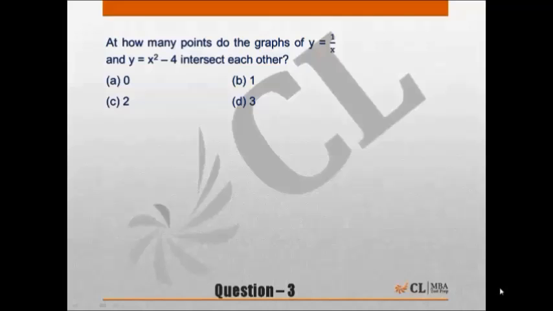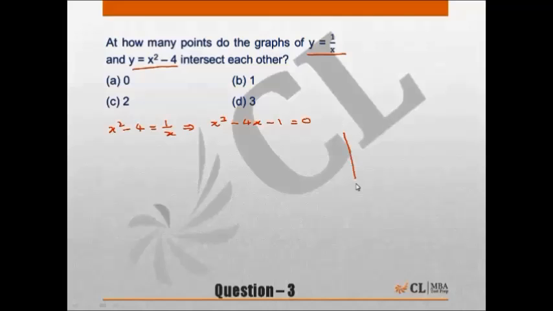Question 3. At how many points do the graphs of y equal to 1 by x and y equal to x square minus 4 intersect each other? Traditionally, this question will be solved by equating. Typically, what people would do is they will say, okay, x square minus 4 has to be equal to 1 by x, which implies x cube minus 4x minus 1 is equal to 0. So you get a cubic, you solve the equation and get the answer. But this kind of question you should do by just drawing the figure. Let's just try to do that.